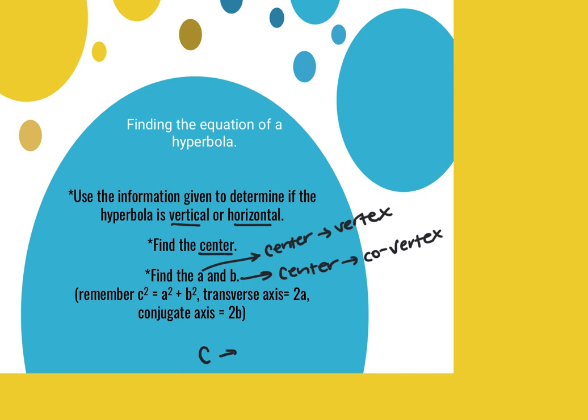And then c is the distance from the center to the foci, or focus. Just like ellipses, those 3 things are the same. We just said this, but remember, c squared equals a squared plus b squared. And we talked about last week, but as a reminder, the transverse axis, which used to be the major axis, is 2a. The conjugate axis, which used to be the minor axis, is 2b. So they're going to give you some sort of information in this, and then you'll figure out if it's vertical or horizontal. You'll find your center, and then a and b.